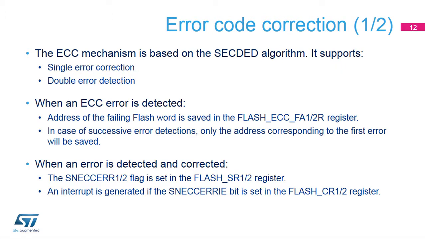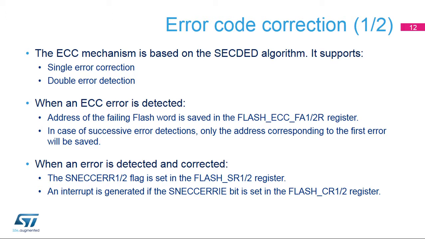Data in flash memory are 266-bit words. 10 ECC bits are added per flash word of 256 bits. The ECC mechanism is based on the SEC-DED algorithm. It supports single error correction and double error detection. When an error is detected and corrected, the SNECCERR 1 or 2 flag is set in the flash SR 1 or 2 register. An interrupt is generated if the SNECCERRIE bit is set in the flash CR 1 or 2 register.